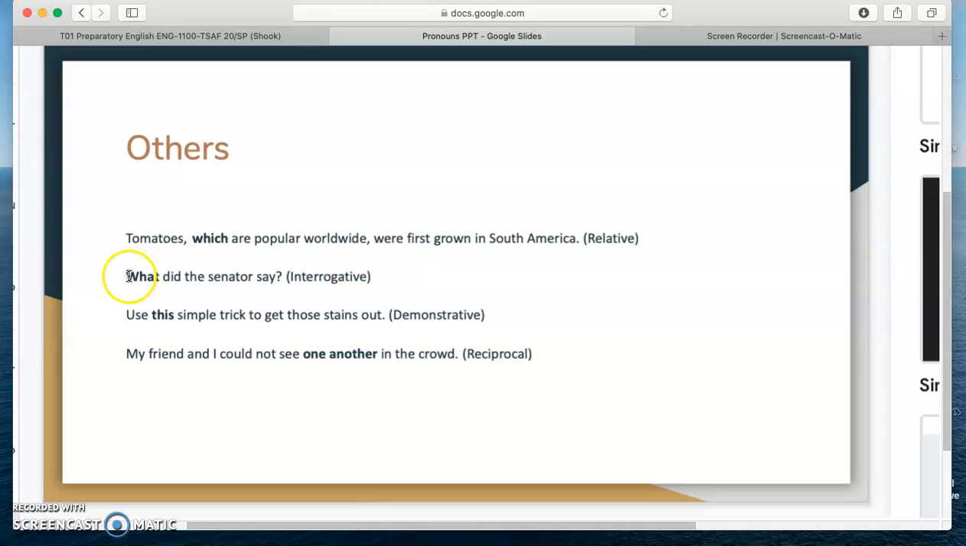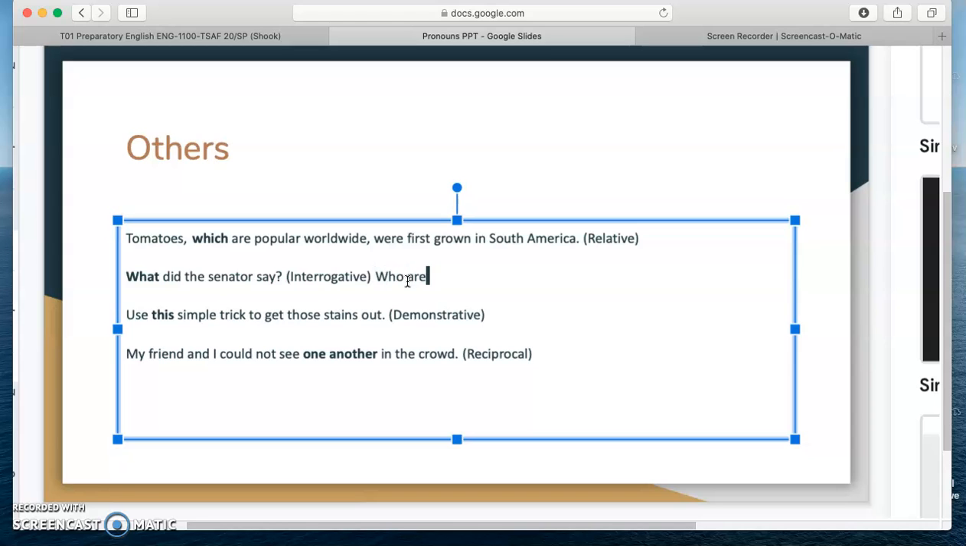You use interrogative pronouns such as what, who, whom, which, or whose to begin questions. What did the senator say? Who are you? The who is an interrogative pronoun. Where are you going? Where is an interrogative pronoun. So that is what an interrogative pronoun does. It begins a question. The next pronoun we'll be using is a demonstrative pronoun.